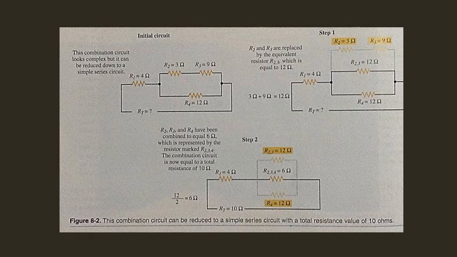Resistor 4, 12 ohms, is in parallel with resistor 23, which is 12 ohms. When the resistors are combined using the equal resistances method for parallel circuits, you create an equivalent resistance of 6 ohms. This equivalent resistance is noted as R234, bottom of figure 8-2. All that is left then is a simple series circuit with a total resistance value of 10 ohms.